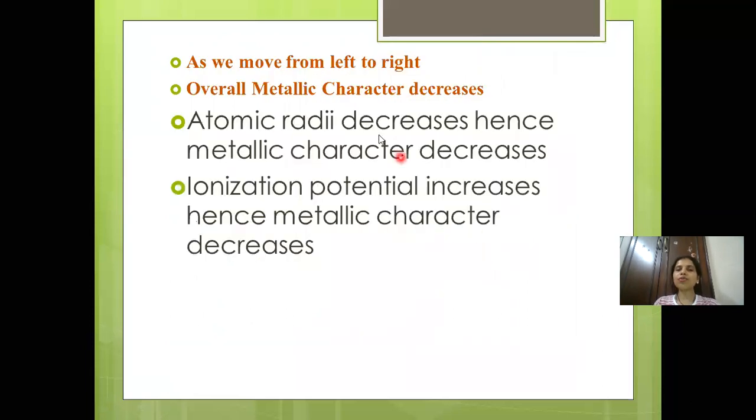Now next, if you go from left to right, what is the trend? So overall metallic character, when you're moving from left to right, the metals which are on the left are more metallic compared to the metals on the right.